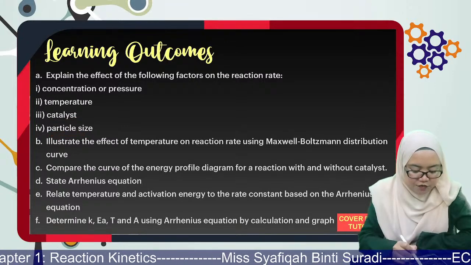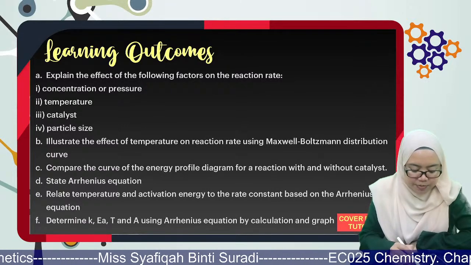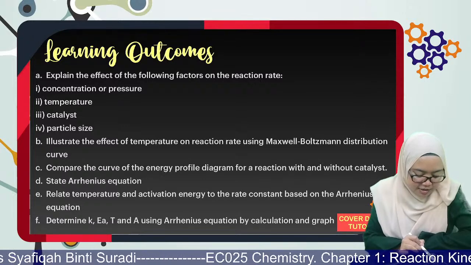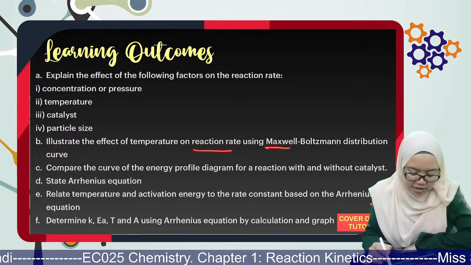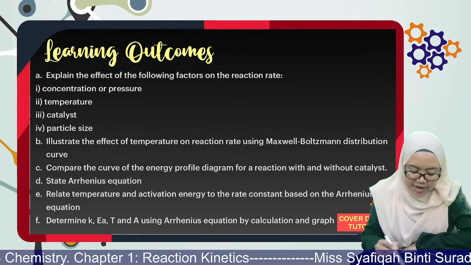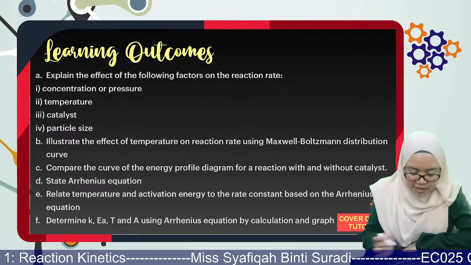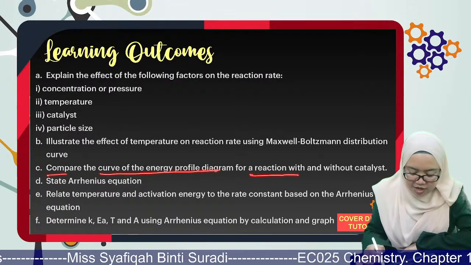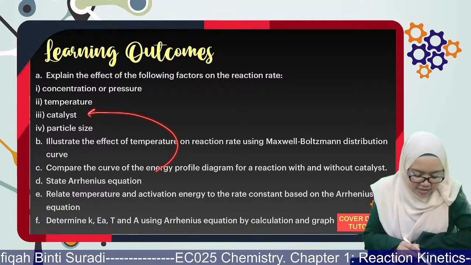Okay, so these are the factors that affect the reaction rate lah. So kita nak tengok keempat-empat factors ni. And then B, kita nak illustrate the effect of temperature on reaction rate using Maxwell Boltzmann distribution curve. Okay, so ini khas untuk factor temperature. And then kita nak compare the curve of energy profile diagram for a reaction with and without catalyst. So ini khas untuk factor catalyst.